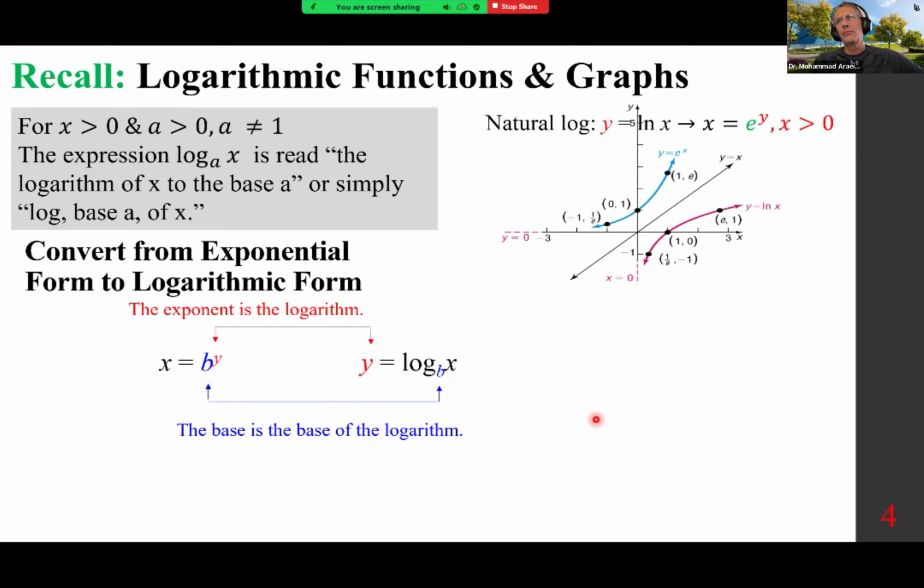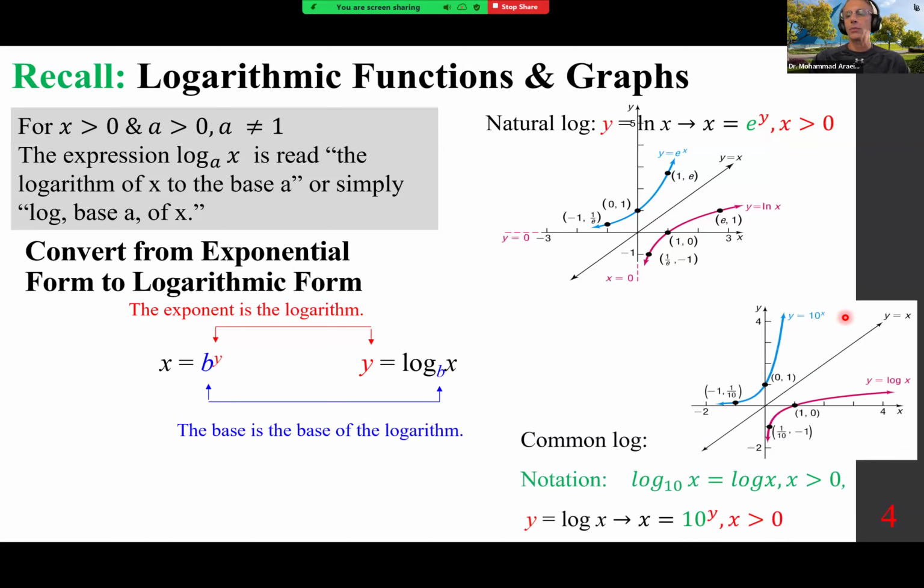Logs and exponential functions are inverse of each other. For example, y equals ln x. Remember, when the base is e, we use ln. That is equivalent to saying x equals e to the power of y. And y equals e to the power of x and y equals ln x are inverse functions, therefore symmetric with respect to the line y equals x. Y equals 10 to the power of x, y equals log x are inverse functions, therefore symmetric with respect to the line y equals x.